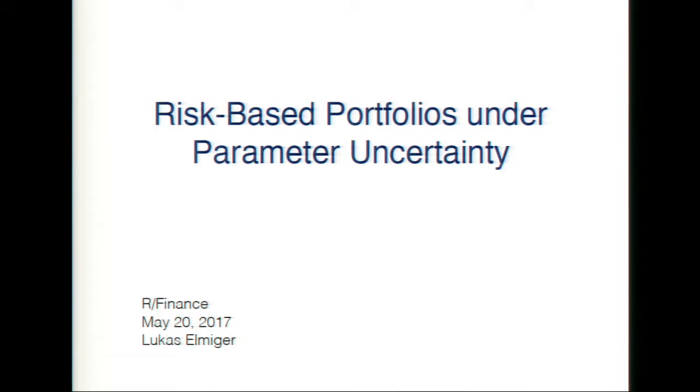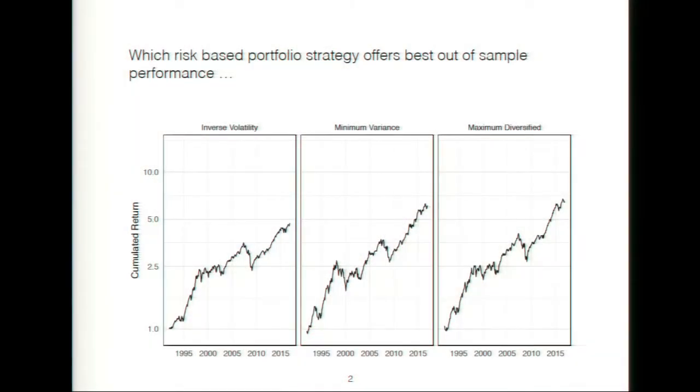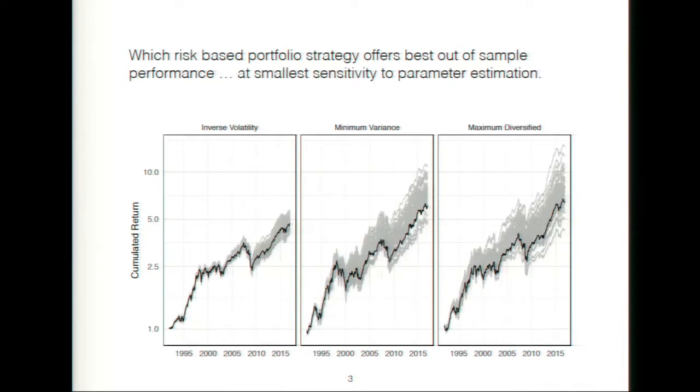I'm going to talk today about the impact of parameter estimations on risk parity portfolios. And let's start with an example. When you look at the performance of a trading model or a strategy portfolio, we typically look first at an equity curve. In this example, we have the 3 risk parity portfolios: inverse volatility, minimum variance, maximum diversified portfolio, applied to the S&P 500 stocks, and we look at the out-of-sample performance. What we tend to forget at that point is that this is only one out of several possible outcomes.